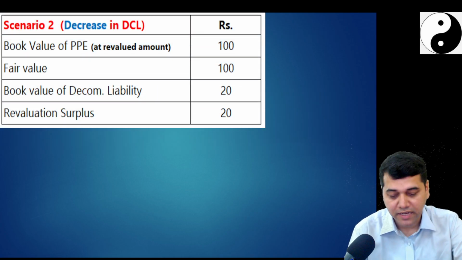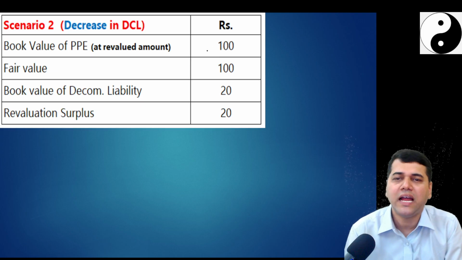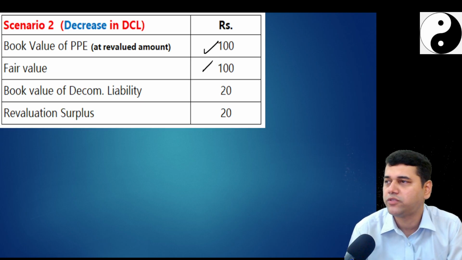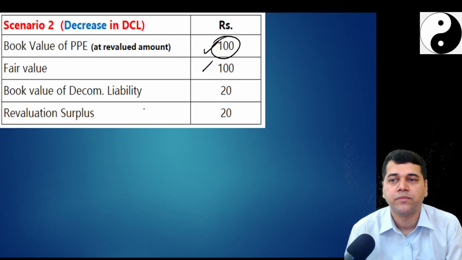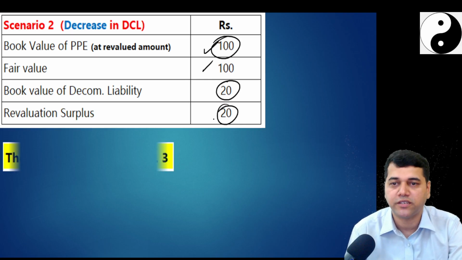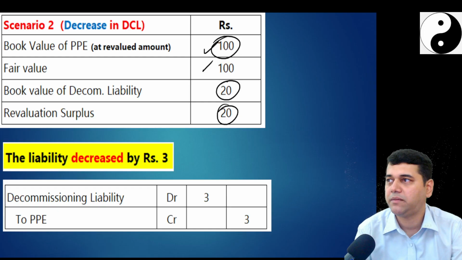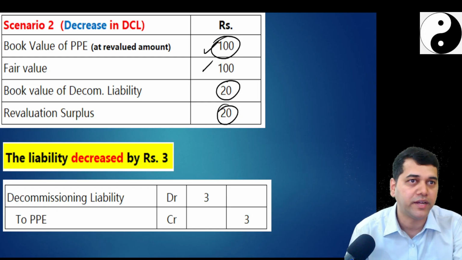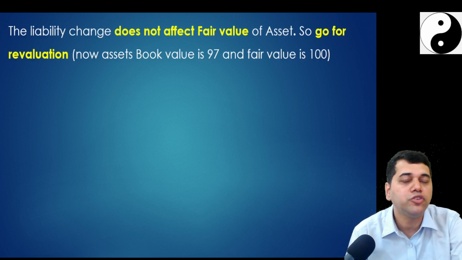Okay, let me take another scenario where there is a decrease. Your book value at revalued fair value is 100, because generally you revalue, no? So you have revalued and kept it here. The book value of the decommissioning liability is 20. Now the liability decreases by 3. What entry do you pass? Decommissioning liability to PPE. This is what you would have passed in cost, but it is not going to change the fair value.